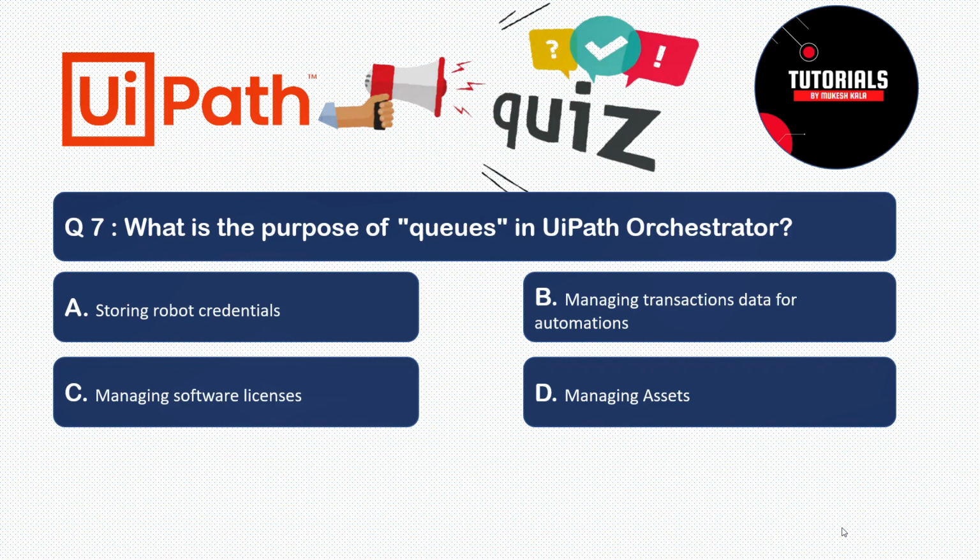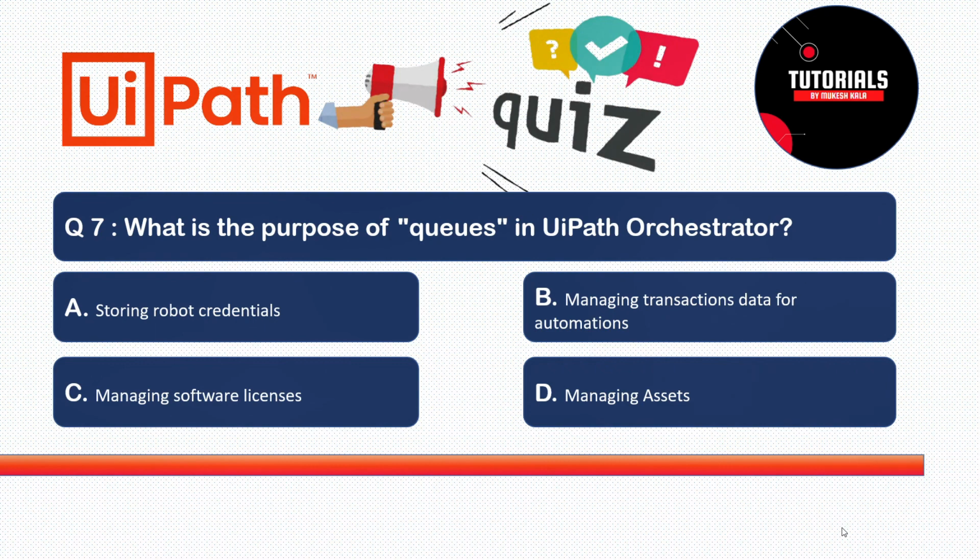Option A, storing the robot credential. Option number B, managing the transaction. Option number C, managing the software license. Or option number D, managing the assets. Okay, and the correct answer is managing the transaction for the automations.